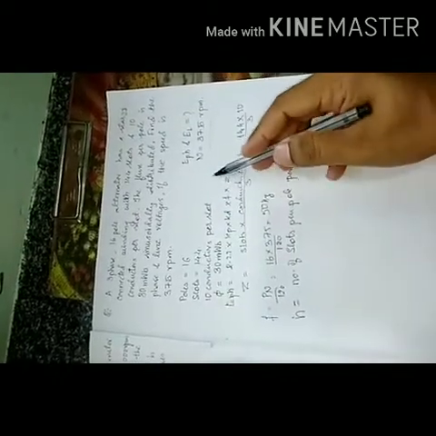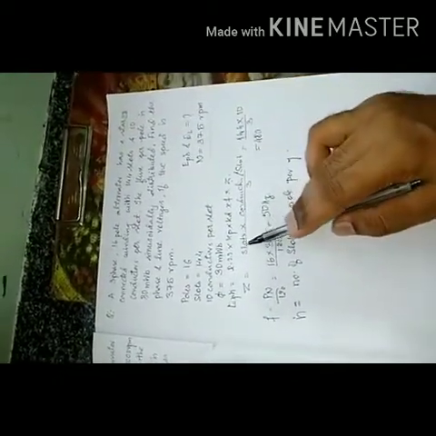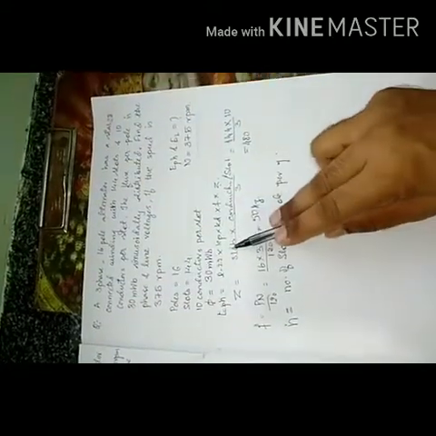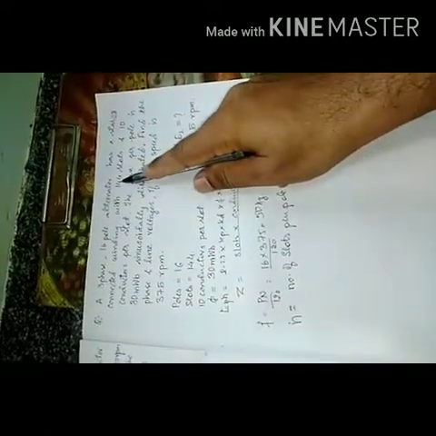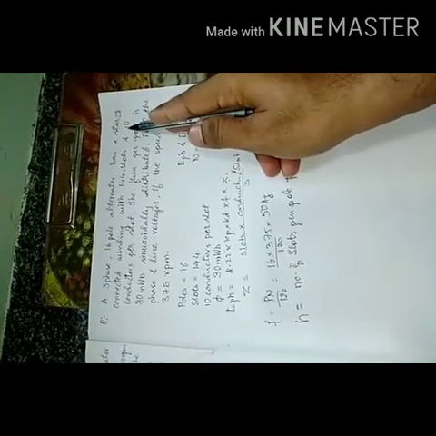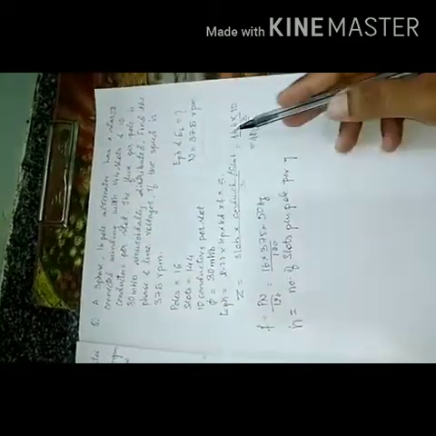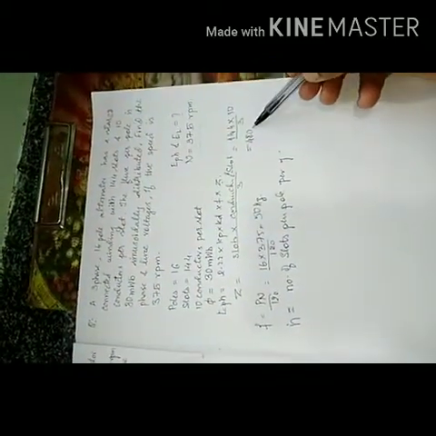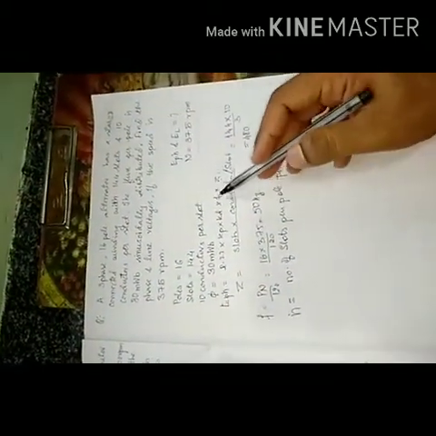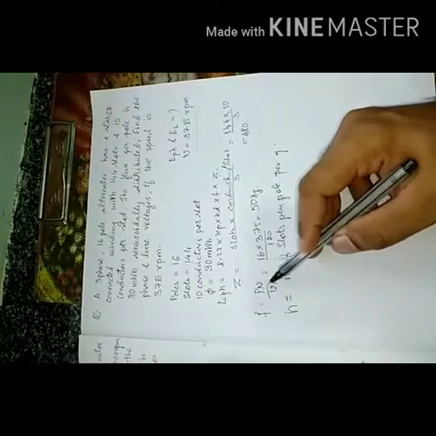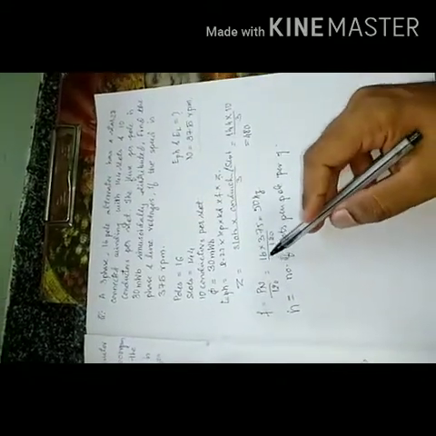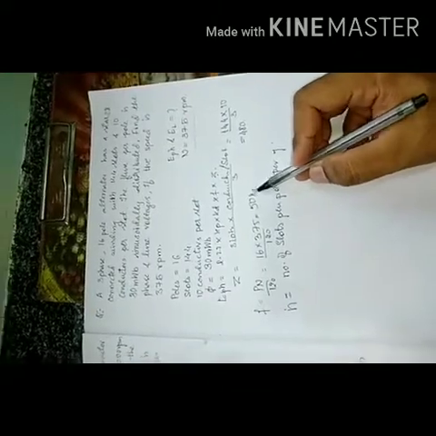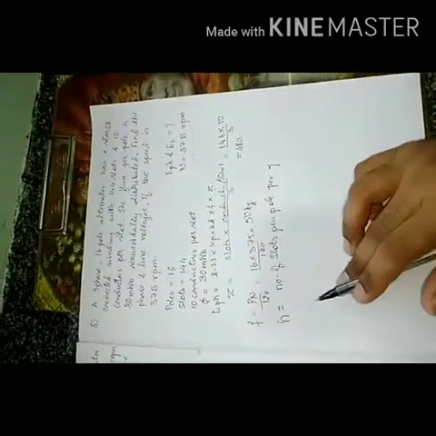First I'll try to calculate Z. Z is slots into conductors per slot divided by 3. How many slots are there? 144 slots into 10 conductors per slot, divided by 3 phase. So we get 480. It is easy to calculate frequency also. It is Pn by 120, that is P is 16, N is 375, divided by 120. We get 50 Hertz. Now we need to calculate the value of Kp and Kd.